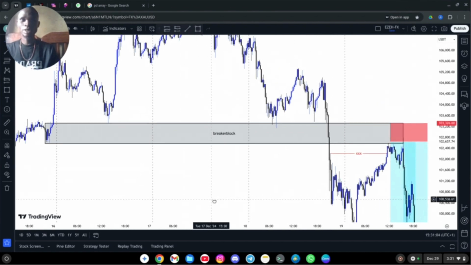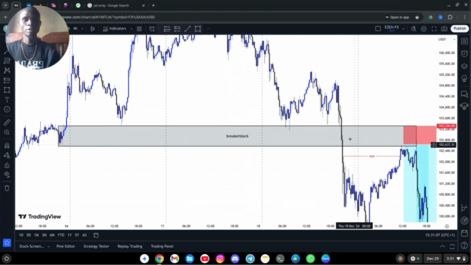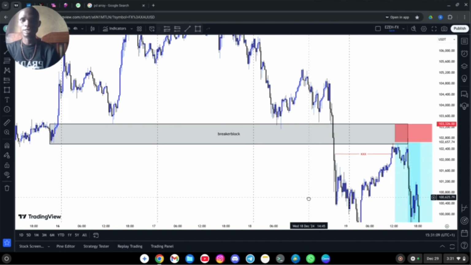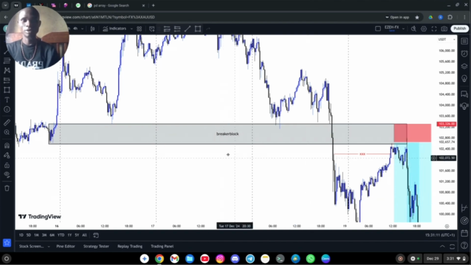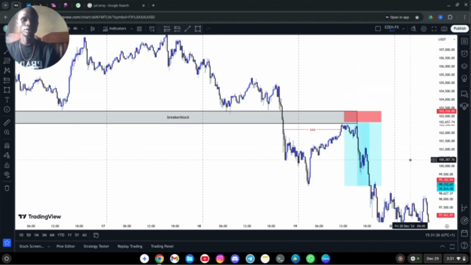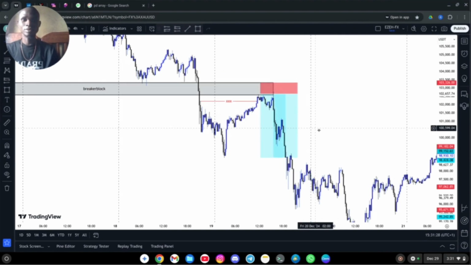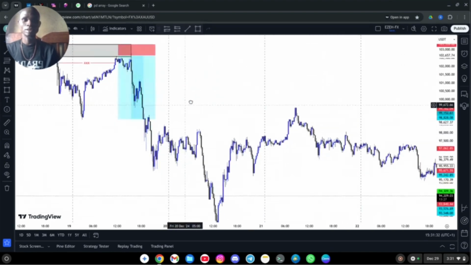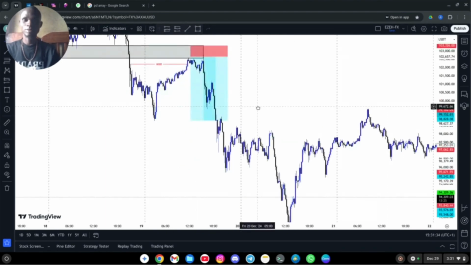Then what happened next? It broke the OB downward and created what's called a breaker block. Creating that breaker block created inducement, and it swept the previous low candle. Then it came back, tapped into the breaker, and delivered massively. This is it. And since then it has been doing that.